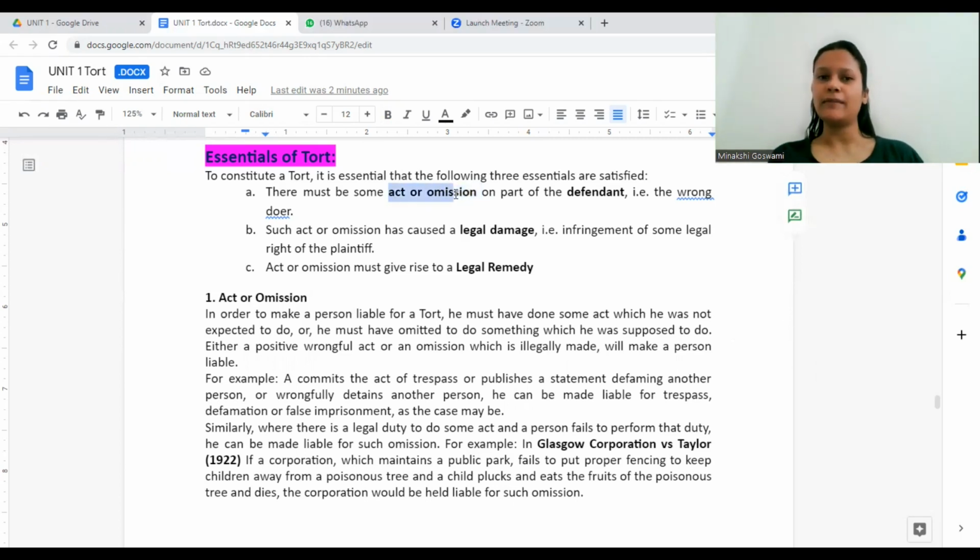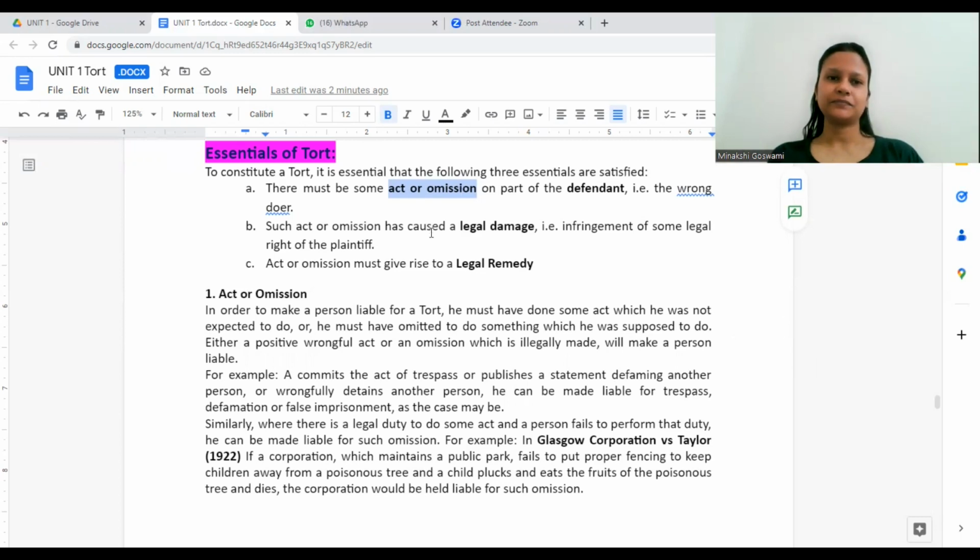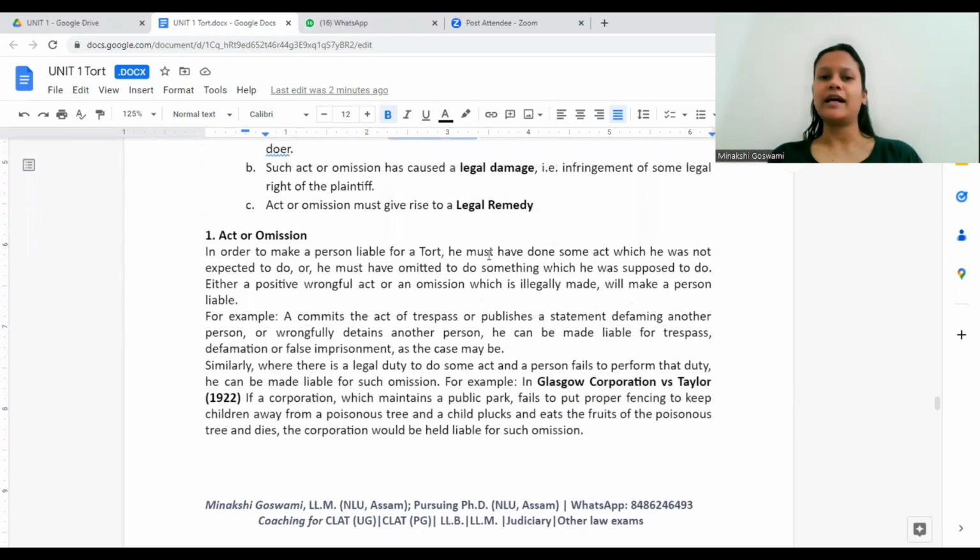Okay, so when we talk about the first essential, it may be act or omission. Either I was not supposed to do something, but I did it, or I had an obligation to do something and I failed to do it. Okay, relating to that, we have one case also.